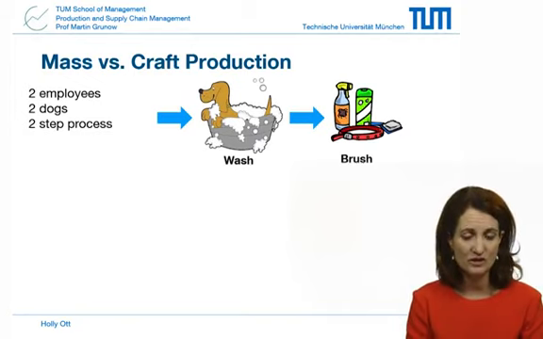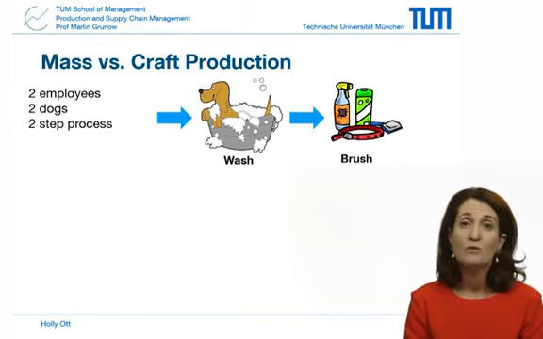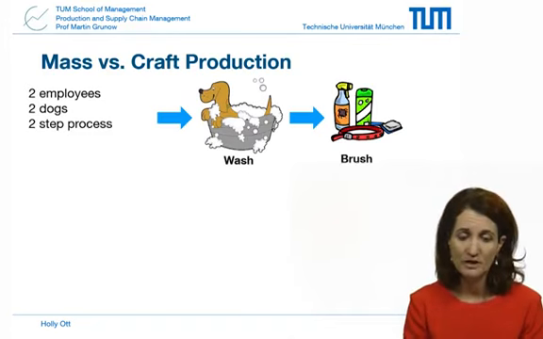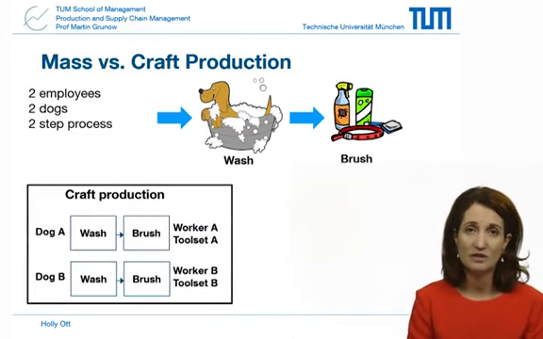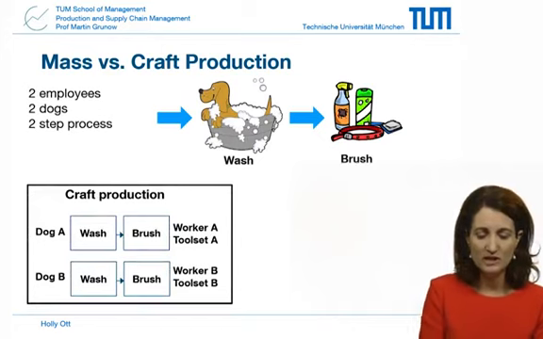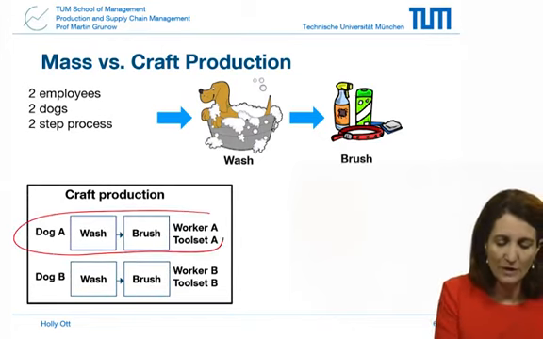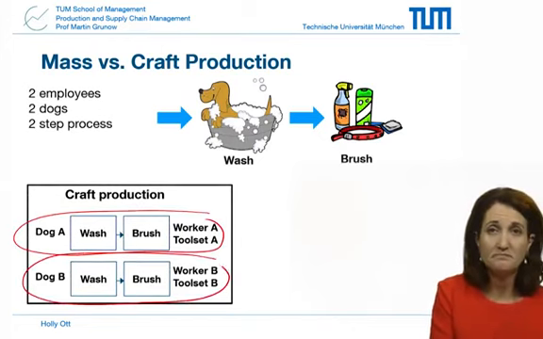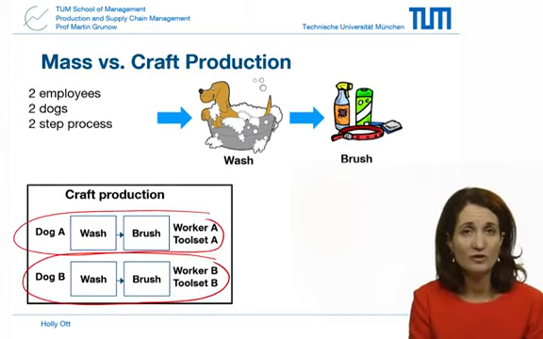And we have 2 workers, so we have 2 options. We can operate as a job shop using the so-called craft production, where each worker is in charge of 1 dog. The worker will first wash that dog and then we'll groom it.